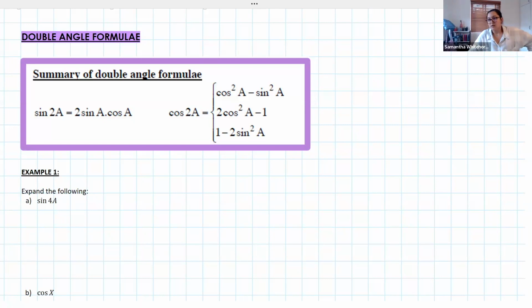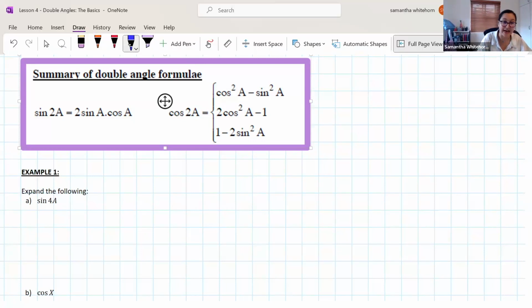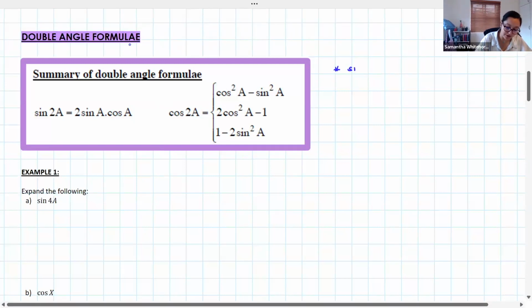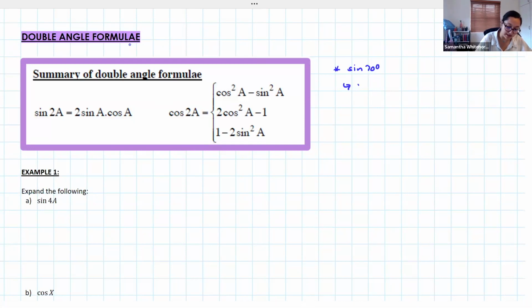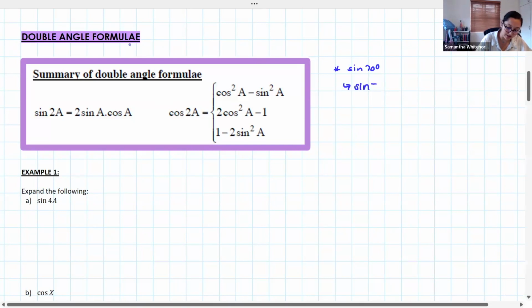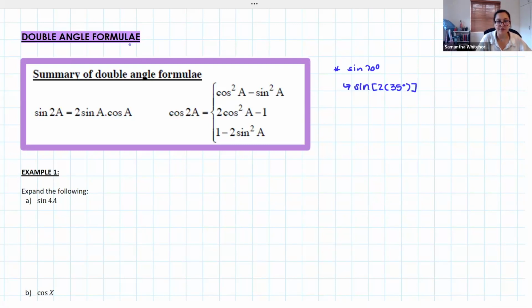So a double angle is essentially one that has been doubled. I don't know what other words to use to describe a double angle. It's an angle that's been doubled. So when I say an angle that's been doubled, say, for example, something like sine 70, you could write as sine of 2 times 35 degrees. You can double the angle of 35 to get sine 70.